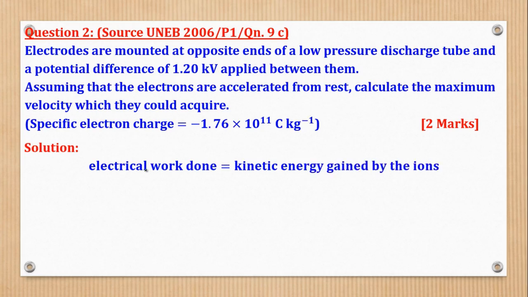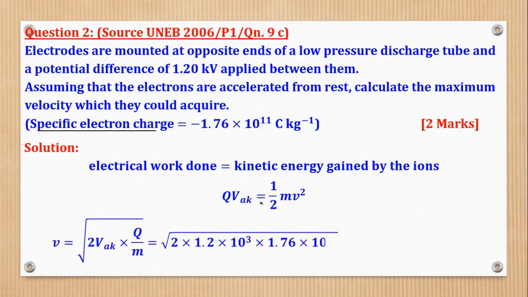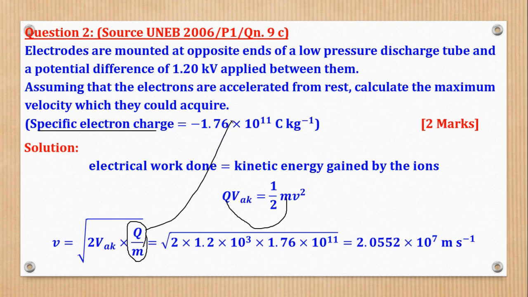So first of all, you shall say that electrical work done is equal to kinetic energy gained by the ions, then you substitute. Now here, it is not an electron, that's why you're using Q. So we shall use capital Q times V.A.K is equal to half mv squared. But the good thing, we know the specific charge, we know the value of Q over m. So what we are going to do, we shall rearrange and say that this m with this Q will be paired together to get the ratio which is here.